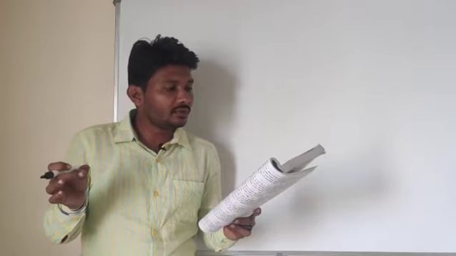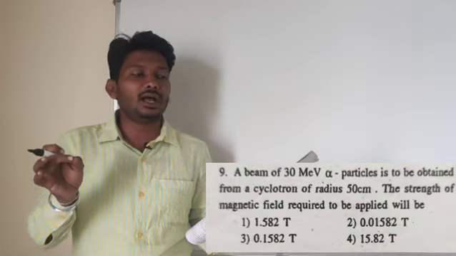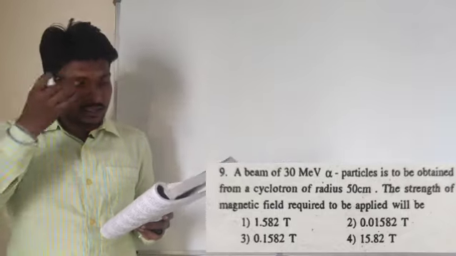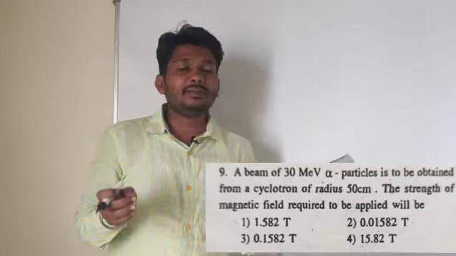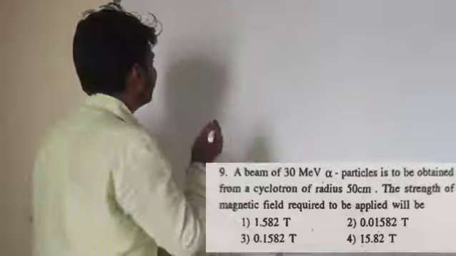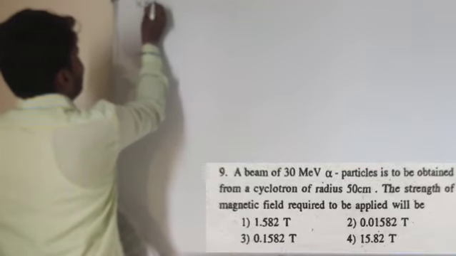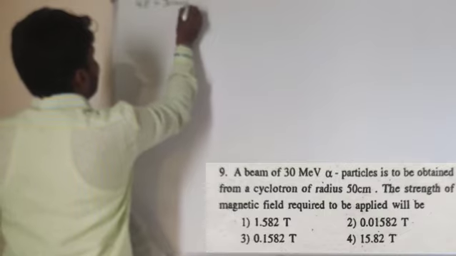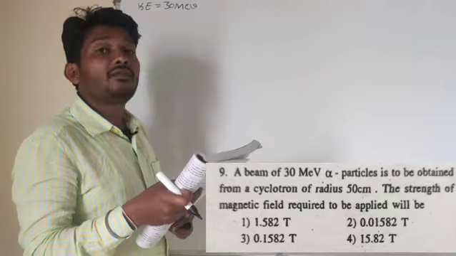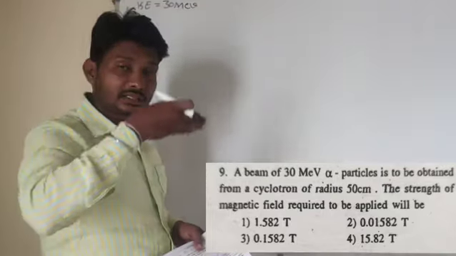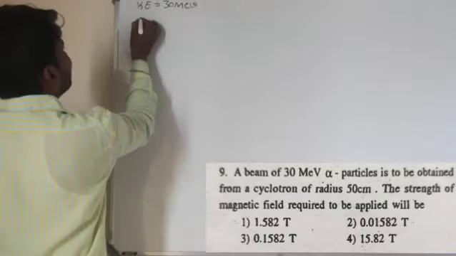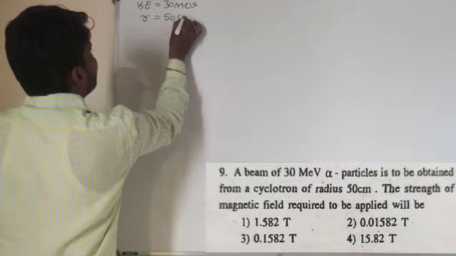A beam of 30 mega electron volt alpha particle is obtained from the cyclotron of radius 50 centimeter. Look at here, energy from that cyclotron device is 30 mega electron volt. Kinetic energy of that alpha particle is 30 mega electron volt. So that alpha particle is present in a cyclotron device, and it makes the radius of 50 centimeter here.